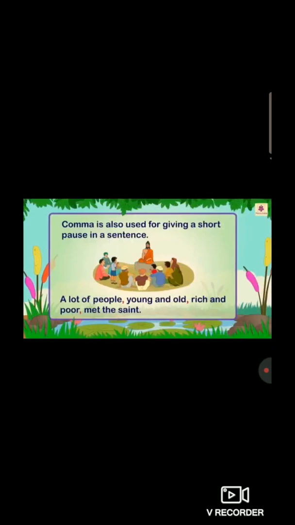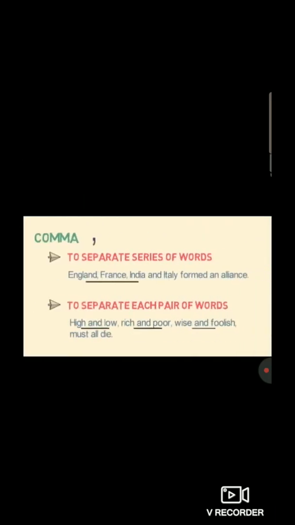Comma is also used for giving a short pause in a sentence. For example, a lot of people, young and old, rich and poor, met the sun. So students, as you can see, there is a comma between the sentence. Again, I am explaining in short.